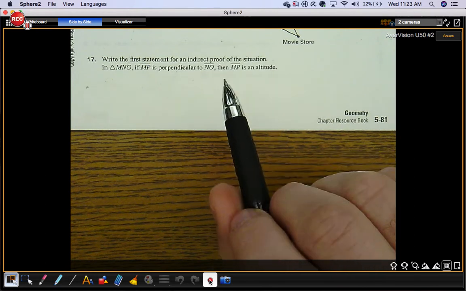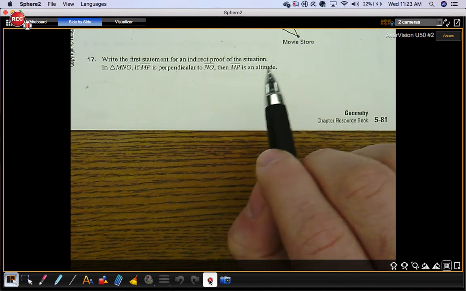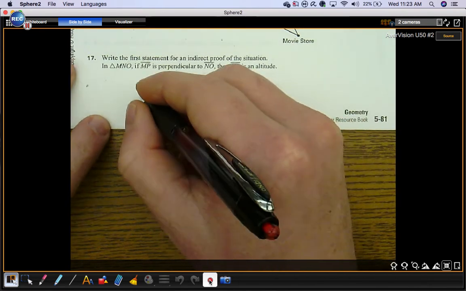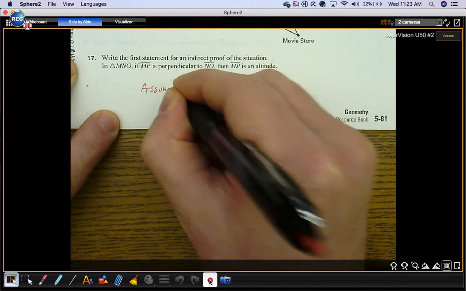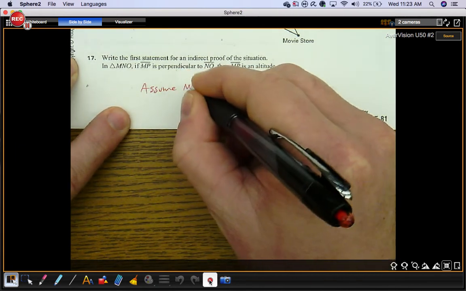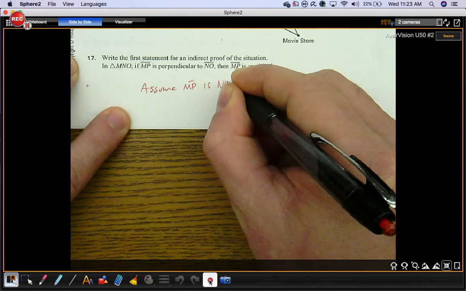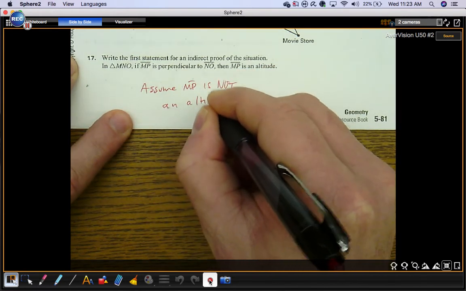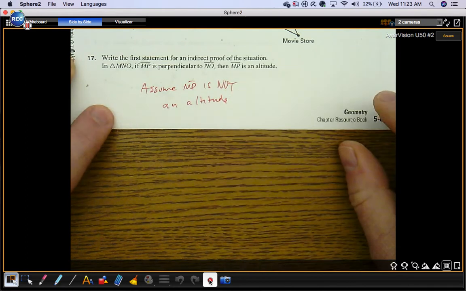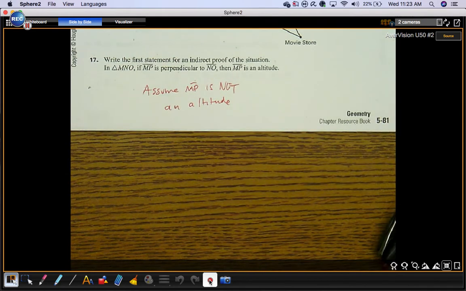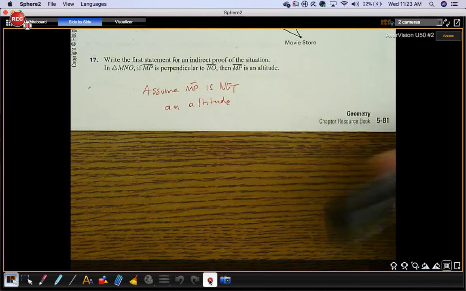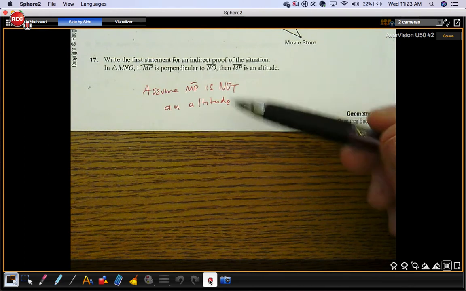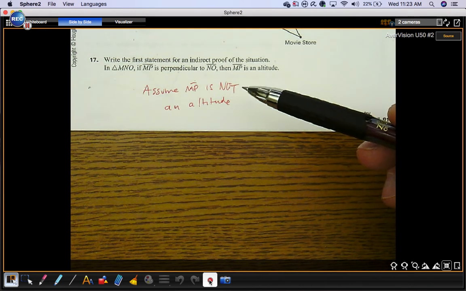If you want to prove it indirectly, then the thing that you want to prove, you should assume that that's not true. So first thing is you should assume that segment MP is not an altitude. That's all they ask you to do, but then you would make some reasoning that would contradict this, which then means that it is an altitude.